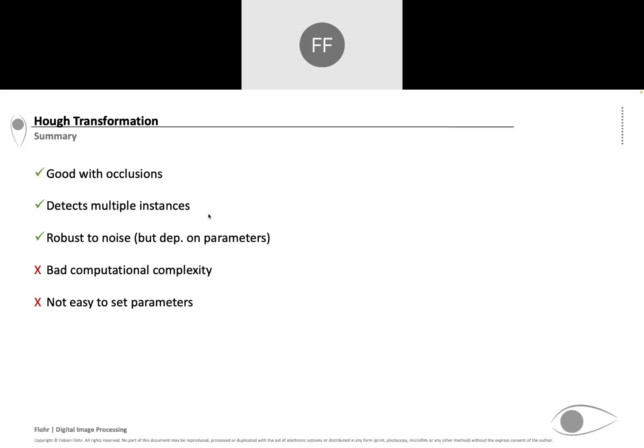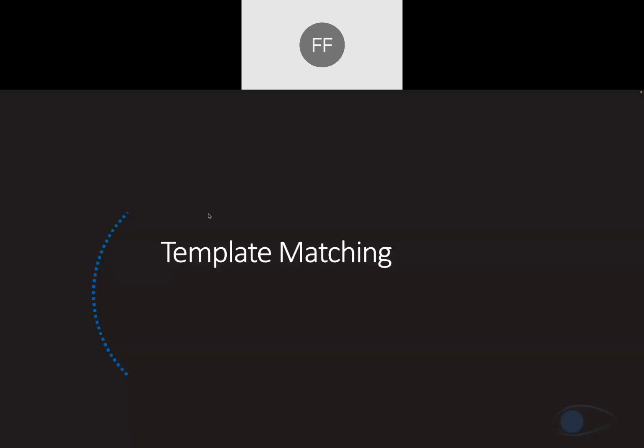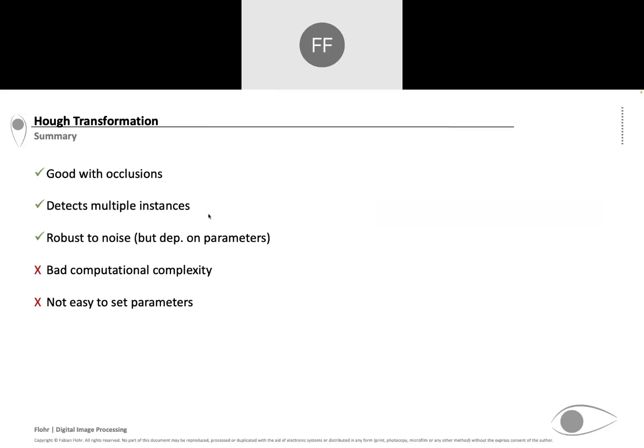It has bad computational complexity, so if the dimensions increase, then it's not applicable anymore. And it's also not easy to set the parameters correctly because you don't know the noise level, or you cannot really define the noise level quite well. So the exact bin size is a bit tricky to set normally, but it's still quite a good algorithm to detect templates.